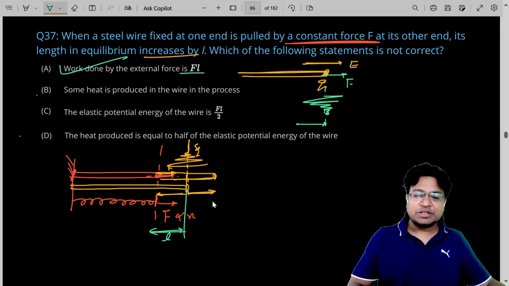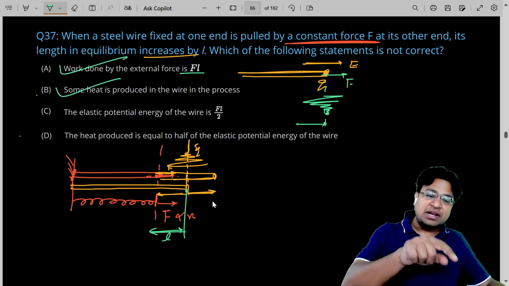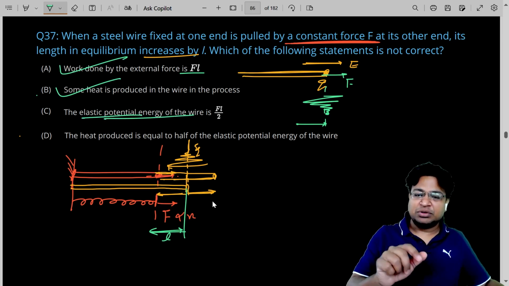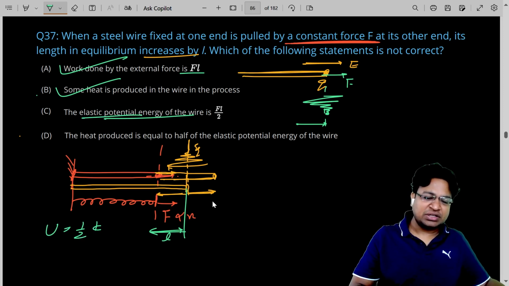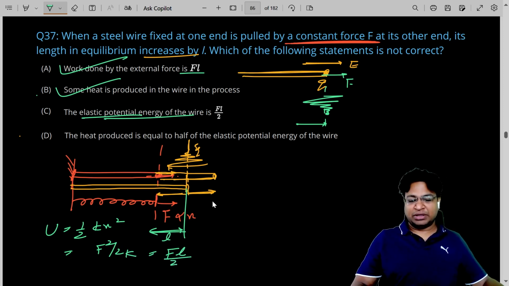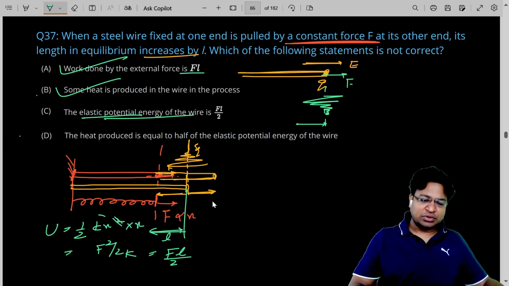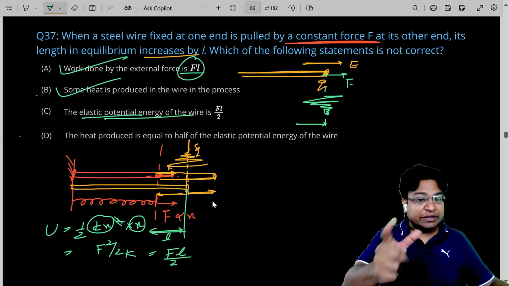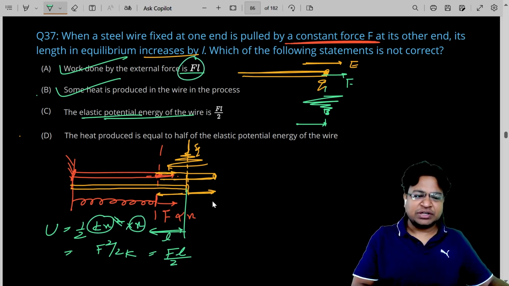So this is correct. Heat is produced, that is also correct, because the energy stored in the wire will be given by the formula for a spring. So the energy is half kx squared, or we write the energy as F squared by 2k. Or you can also write it as FL by 2, where L is the equilibrium length. Because if I pull this x here, kx is the force, x is the elongation, so the energy stored is FL by 2. The work done was FL, so the difference is the heat produced. So the elastic energy statement is correct.